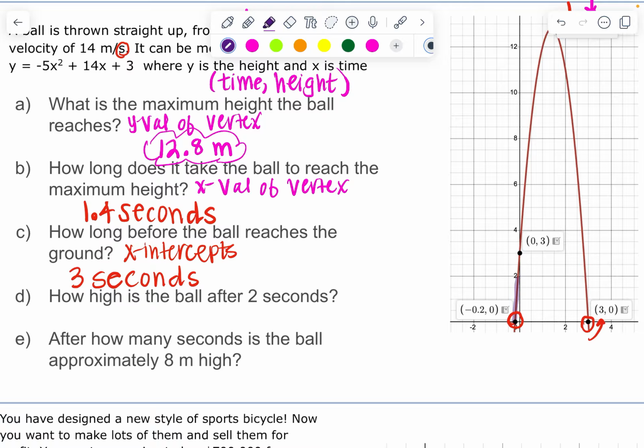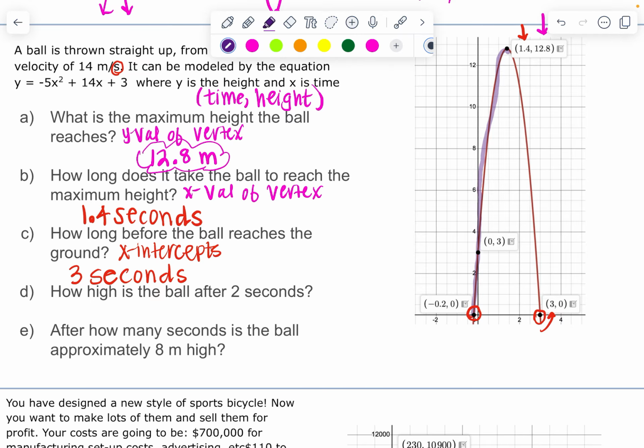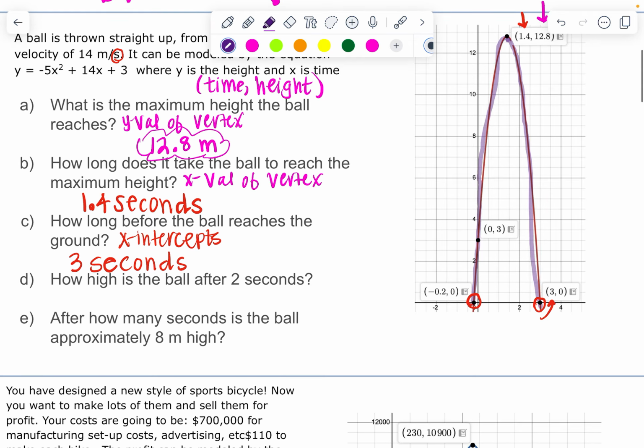So they throw the ball from here. It takes 1.4 seconds for it to reach its maximum height of 12.8 meters. And then it comes back down and hits the ground after 3 seconds.